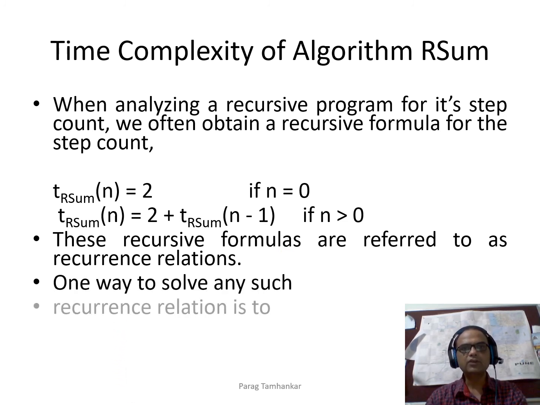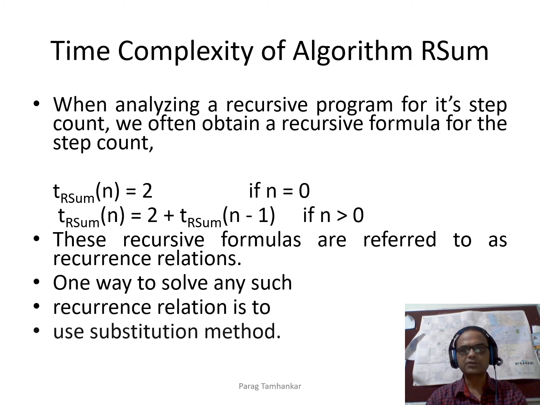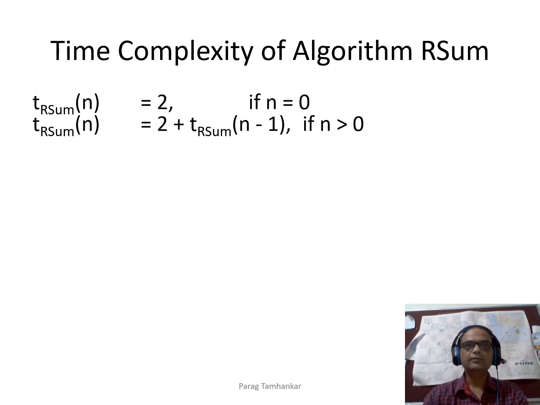So one way to solve is to use the substitution method. Let's see how to use the substitution method for solving this recurrence relation. So this is what we have, right? If n is 0, the time required is 2. If n is greater than 0, the time required is 2 plus t r sum n minus 1, the time required to execute the same algorithm on input size n minus 1. Now see, if t r sum n is 2 plus t r sum n minus 1, we are going to substitute the value of t r sum n minus 1.